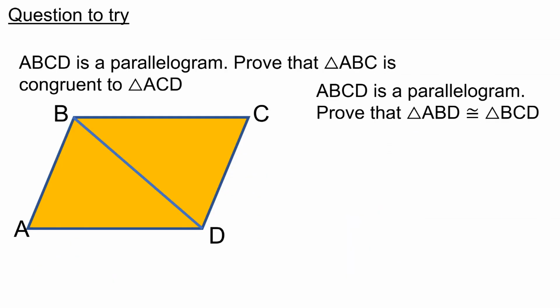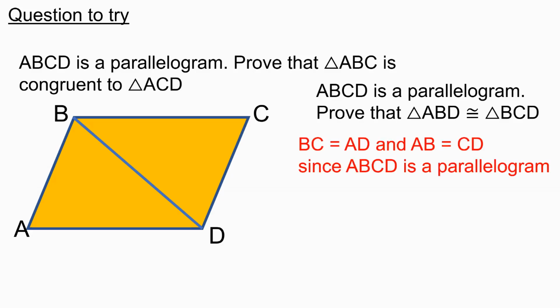Here's a question for you to try. Please pause the video and have a go at the proof. We want to prove that triangle ABC is congruent to triangle ACD. Here is the answer. So firstly, we should notice that BC is the same as AD and AB is the same as CD because ABCD is a parallelogram.